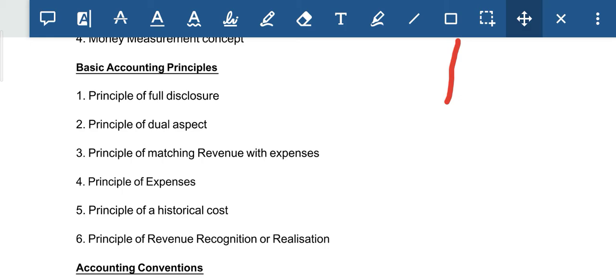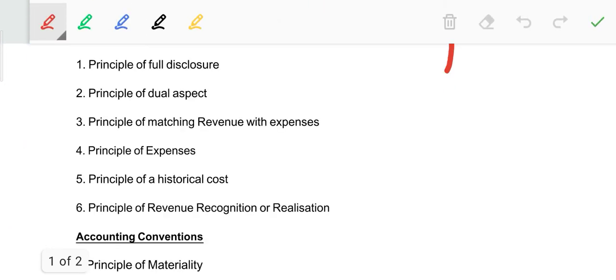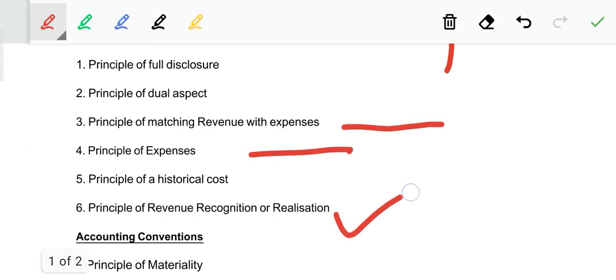Okay. Next and last principle is principle of revenue recognition or realization. If you understood the concept, third concept, principle of matching revenue with expenses, this one and this one, then this one will be easy for you to understand. Principle of revenue recognition or realization. This means a revenue is recognized as earned when it is received. Here, revenue does not mean cash received, but it means revenue accrued.